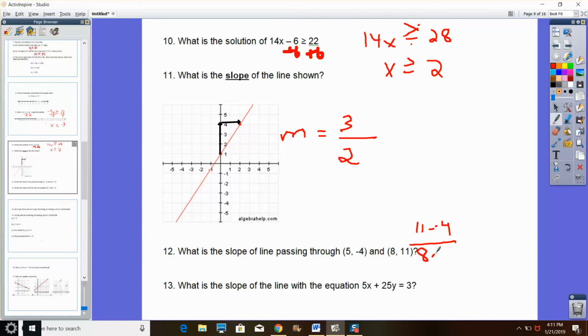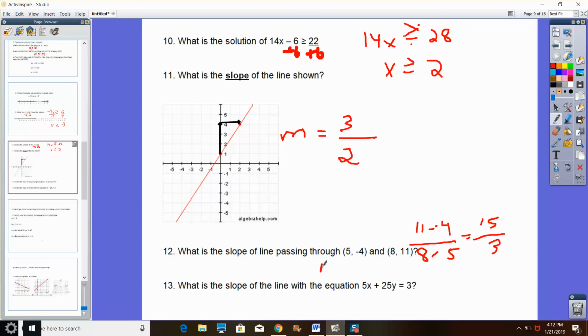Now it's important that when you do the slope, you are consistent with which point you put first. It doesn't matter which one you make y2 or the second point or the first point, as long as you use the same for both. Since I used 11 here, 11 minus -4, I have to make sure I put the 8 first as well. So this is going to be 15 over 3, which is going to be 5. So the slope of this line is 5.